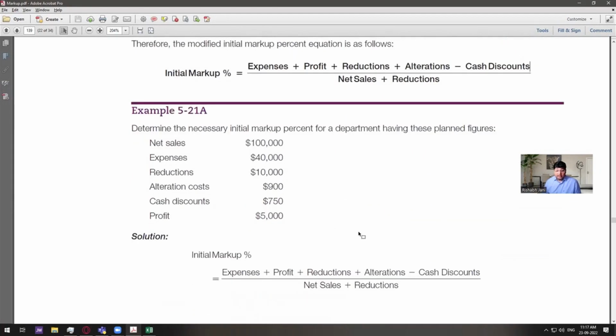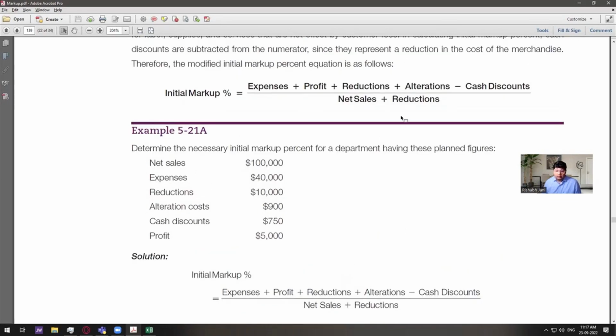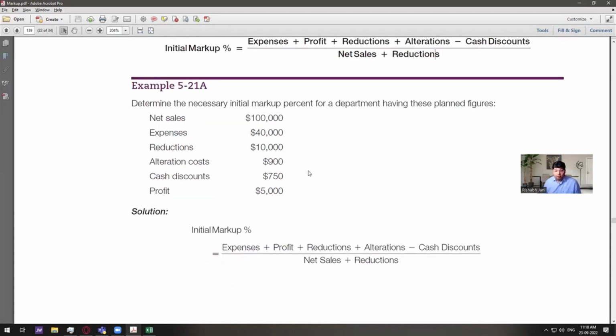So alterations and cash discounts, if these are taken into account, here's how the formula looks. You take your expenses plus profit plus reductions plus alterations and cash discounts. This is added to the initial markup formula, and then you divide it by net sales plus reductions. Okay, that's the entire formula.